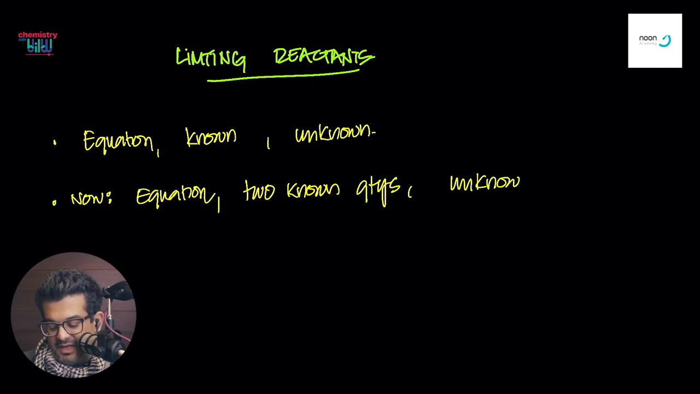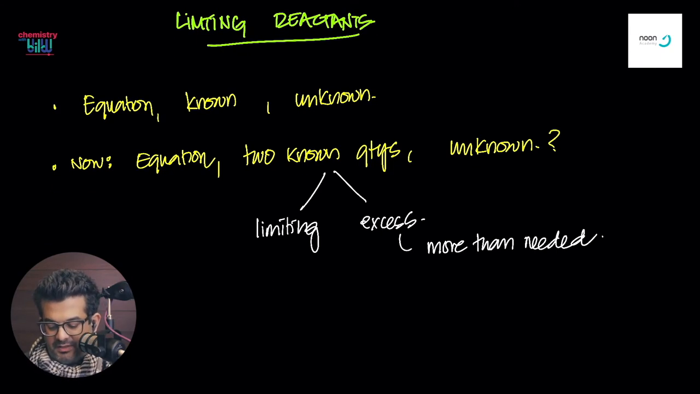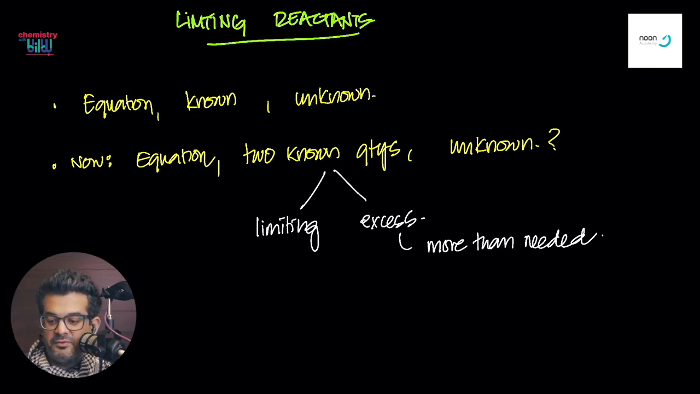Let me say this again. You're given two known quantities and you have to find an unknown. In the two known quantities, one is limiting and one is excess. Excess means more than needed. The reason we call it limiting is because it limits the amount of product we make. That's what controls the reaction. Let me show you two examples. We'll talk about the quantities in a minute, but are you getting this? Can everybody see my screen and hear me properly?